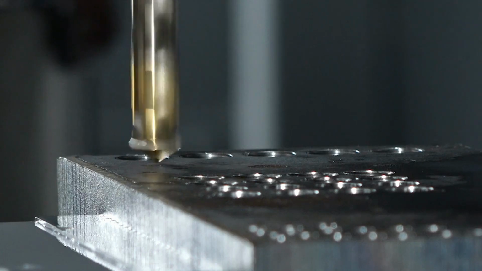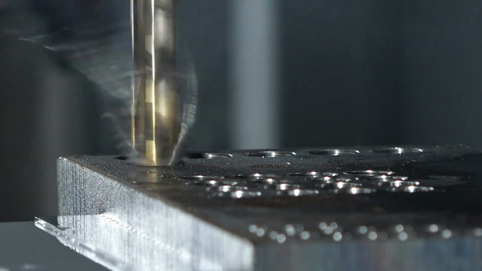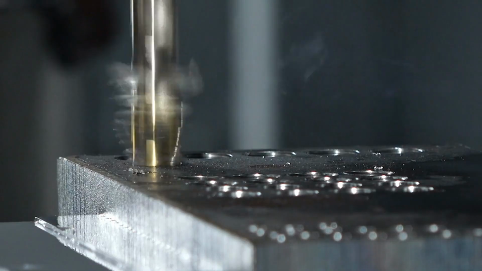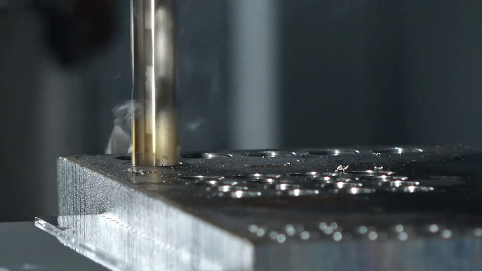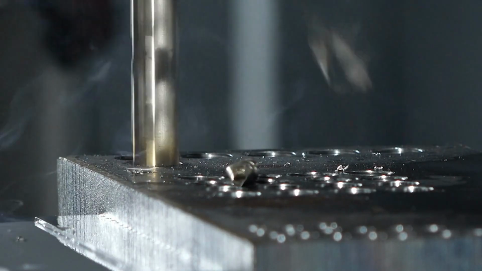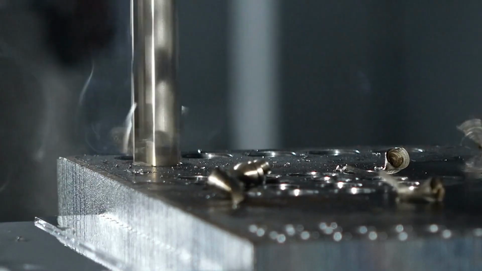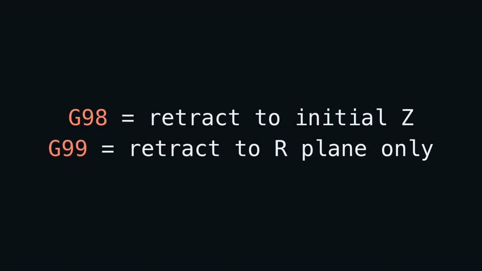The R plane has a second job most people forget. It controls the retract height between holes in a pattern. G98 retracts to the initial Z. G99 retracts only to R. G99 saves time. The tool only pulls up to R between holes.